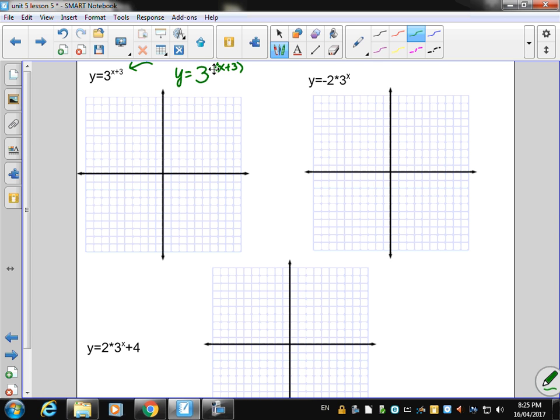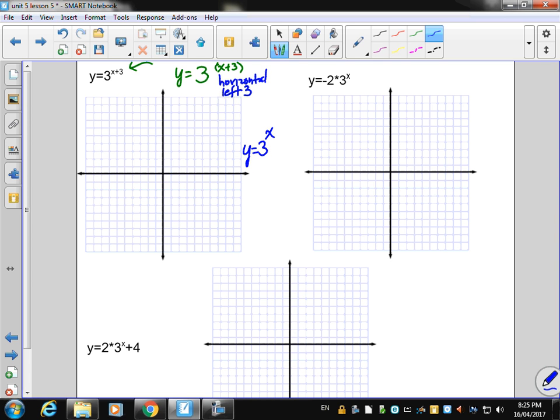When you have something up inside the function, or with the x, or in brackets, we have a horizontal change. And you know that horizontal changes are a little bit strange. This should move my function to the left 3. So using the transformations that I've used with quadratics, I am going to write y equals 3 to the x, and then move everything to the left 3.